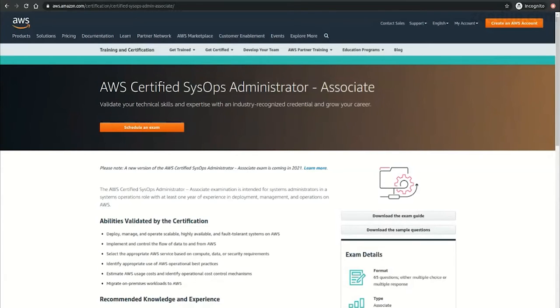you might know that when it comes to AWS Certified SysOps, that is this entire course, it will consist of deploying, managing and operating scalable, highly available and fault-tolerant systems on AWS, migrating an existing on-premise application to AWS, implementing and controlling the flow of data to and from AWS, selecting the appropriate AWS service based on compute, data and security requirements, identifying the appropriate use of AWS operational best practice, estimating AWS usage cost, and identifying operational cost control mechanism.